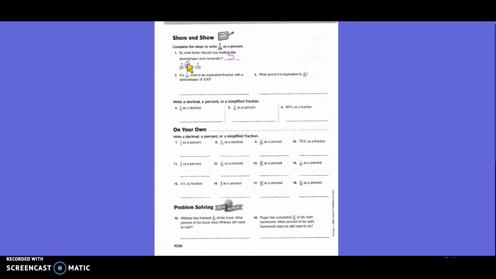So for 7/20, what is an equivalent fraction with a denominator of 100? So we said 20 times 5 got us 100. 7 times 5 gets us 35. So it would be 35 hundredths. What percent is equivalent to 7/20? So what would be the percent? 35%.